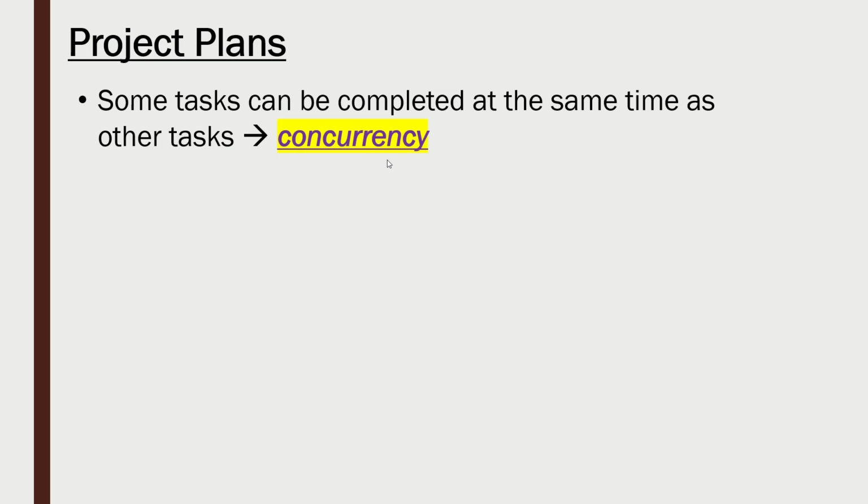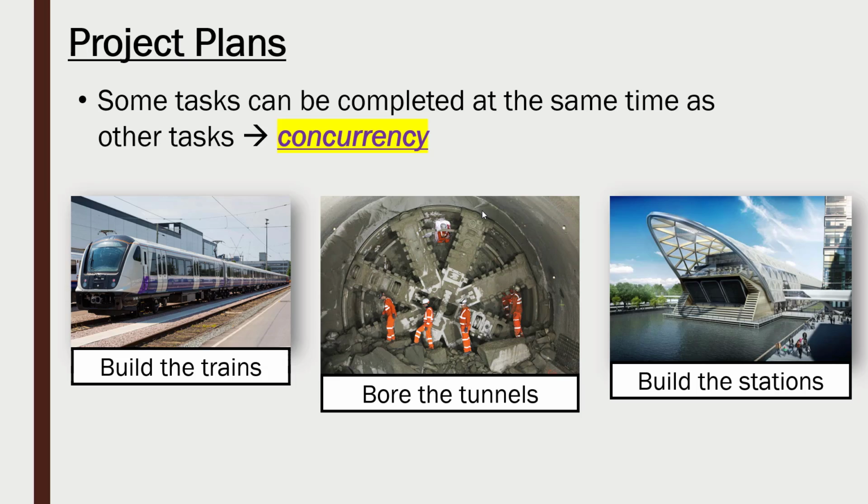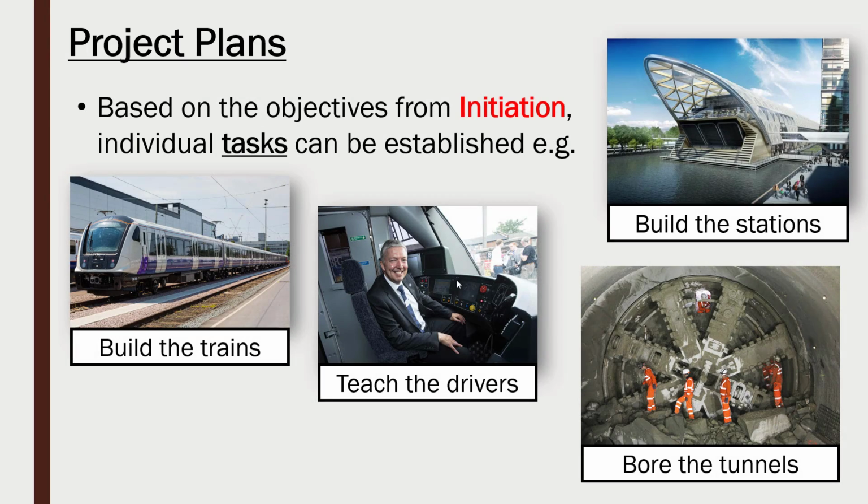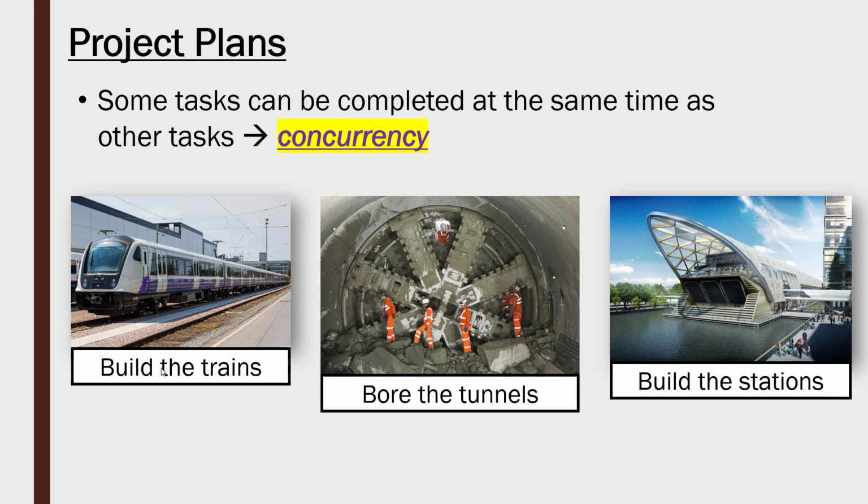So some tasks can be completed at the same time as other tasks. And if a task can be completed at the same time in parallel, with another task, we can say that task is concurrent with the other task. So for example, out of my 4 example tasks, I would argue that building the trains, boring the tunnels and building the stations can all be done in parallel. You don't need to have a tunnel made to build a train in a factory.